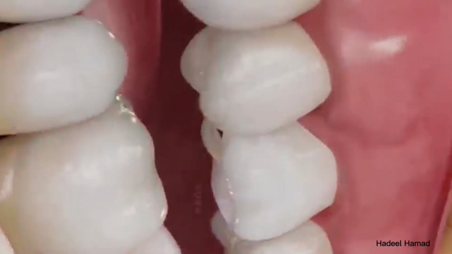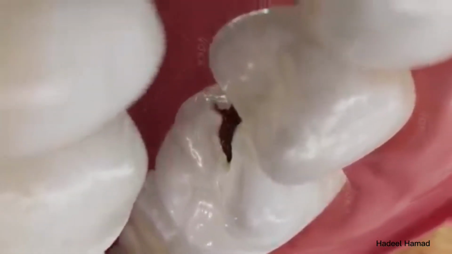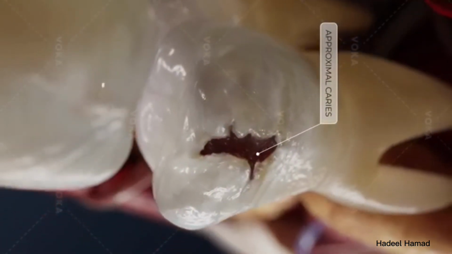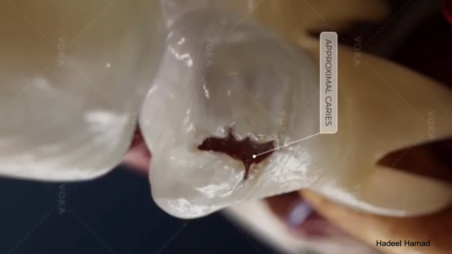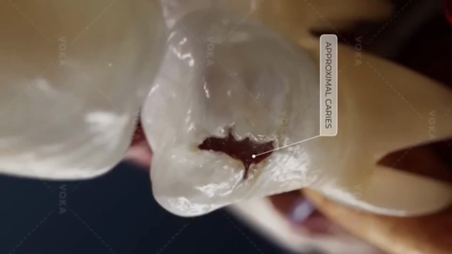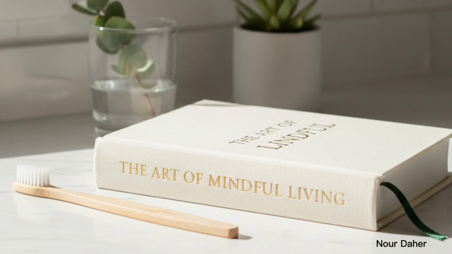Caries is a process of chemical disintegration of the tooth's hard substance, beginning with microscopic microbes and ending with structural damage to the tooth. The connection between them is no coincidence.